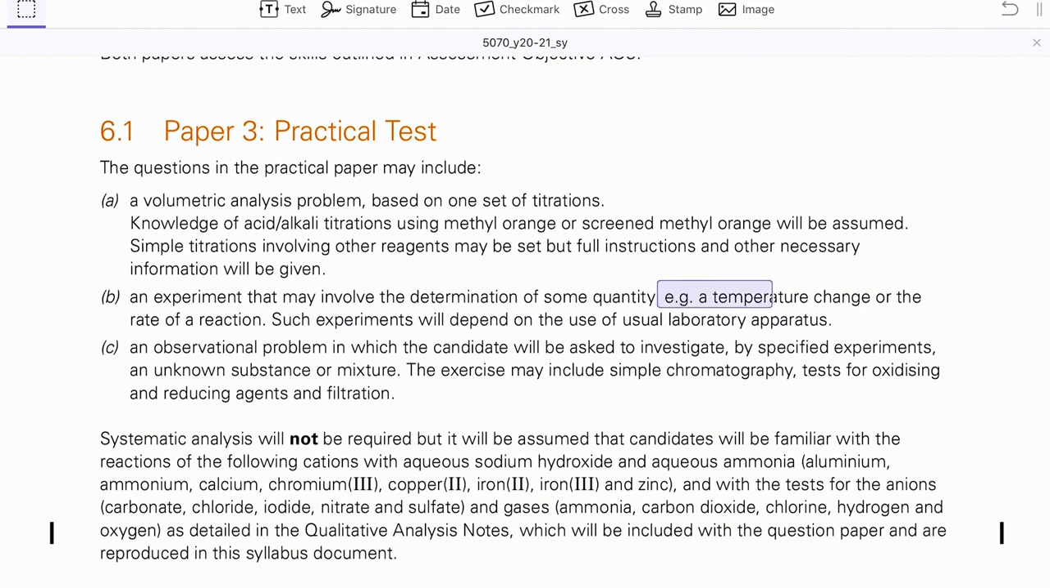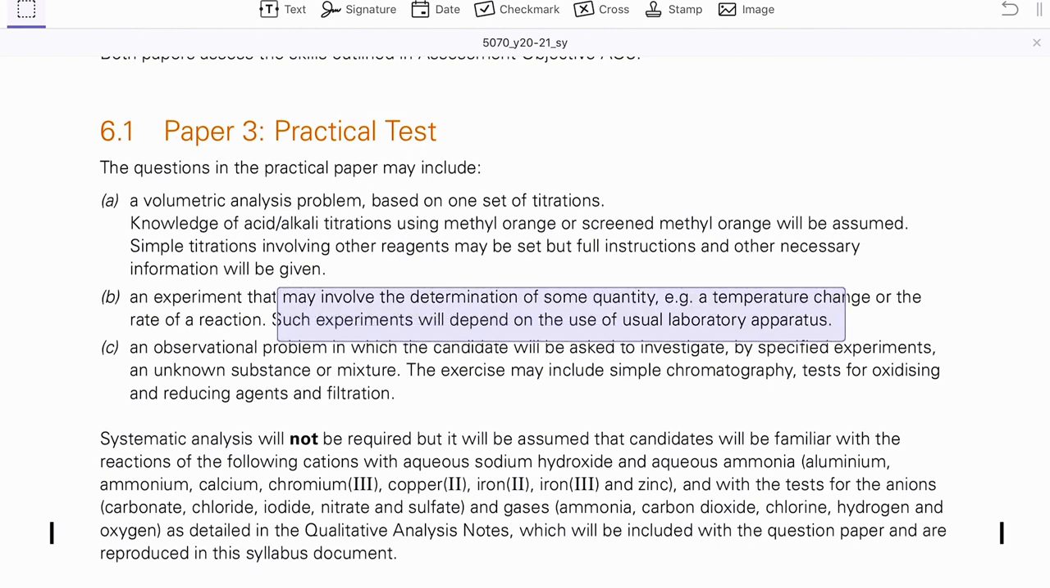An experiment involving determination of some quantity. You see, they actually told you temperature change. That's to do with using a thermometer to measure the temperature change when a reaction releases heat, meaning it's an exothermic reaction, or when a reaction absorbs heat, which you are not very used to. Reactions can be exothermic or endothermic, right? So they can absorb heat and your solution can see a drop in temperature. It gets colder, okay? Or the rate of reaction, so that's to do with time. You're measuring a quantity of something, which can be mass, which can be volume, and you can think about the rest, all right? Over time, so you need access to a stopwatch, a stop clock, okay?